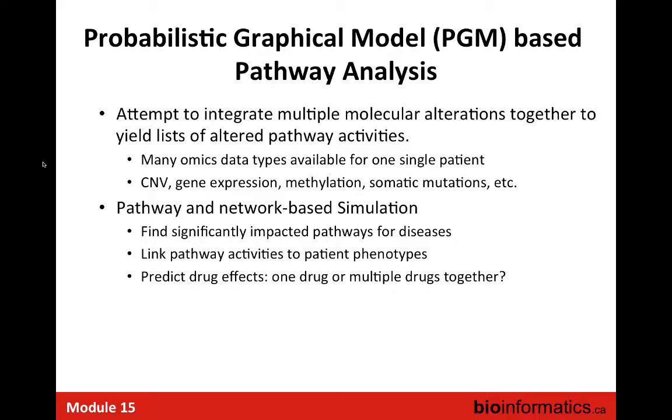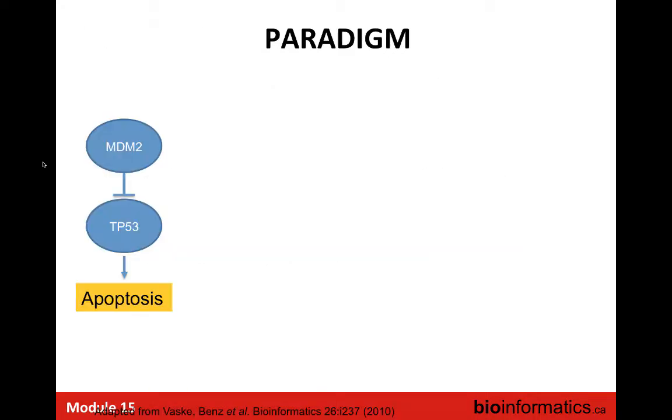And the approach here to actually use PARADIGM is as such. Now I've introduced you to basically this kind of simple view of apoptosis. It's MDM2 inhibits P53. In order to actually perform PARADIGM, you need to think about the fact that you're studying multiple simultaneous perturbations on that pathway. And it's not as simple. You have to create what we call a factor graph.